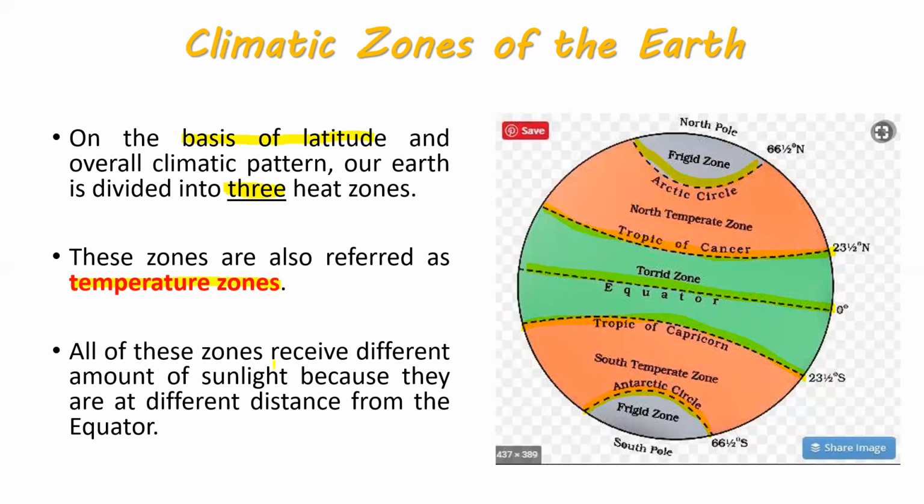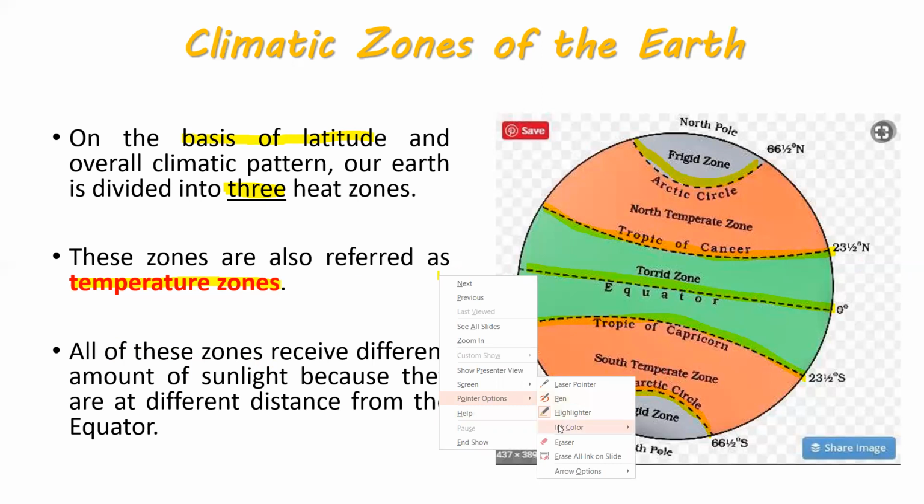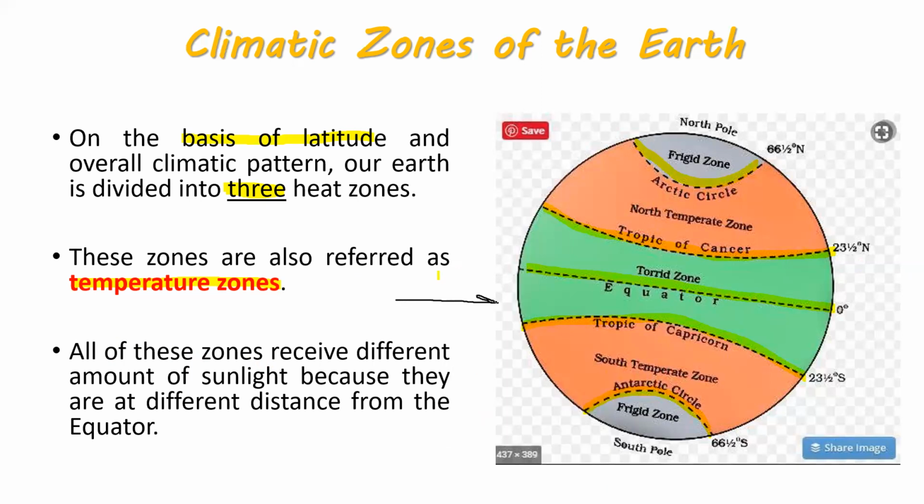All of these zones receive different amounts of sunlight because they are at different distances from the equator. We have already read that the equator receives the highest amount of sunlight, followed by the places which are near to the equator. The equator receives direct sunlight, and these places receive sunlight from a distance, while the polar regions receive very indirect sunlight. Depending on the amount of sunlight received by particular places on earth, our climatic zones differ, and we have a total of 3 heat zones, or 3 climatic zones.